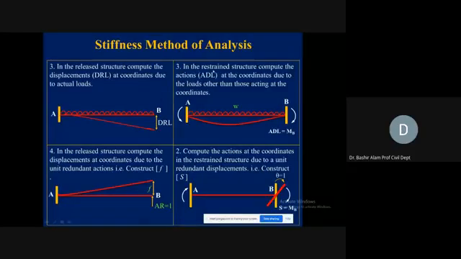यहाँ पे हम क्या करेंगे, in the restraint structure compute actions ADL at the coordinates due to the loads other than those acting at the coordinates. तो यहाँ पे क्या है, उस करस्पॉन्डिंग आपका D था, तो D के करस्पॉन्डिंग आप एक्शन देखेंगे तो जो एक्शन आ रहा है वो आपका हो जाएगा ADL which is MB in this case. So that easily you can find out your ADL matrix.